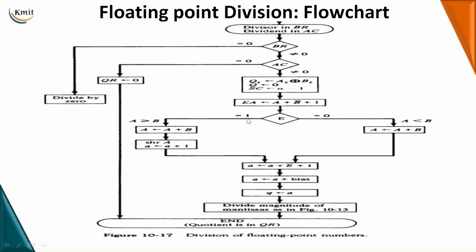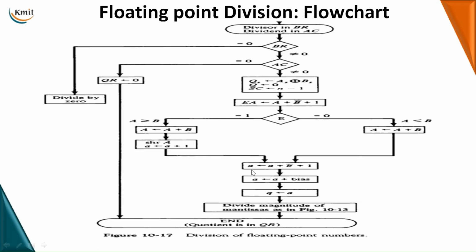Similarly, if E contains 1, which means A is greater than or equal to B, then there is a divide overflow situation. We first restore the dividend by performing A becomes A plus B, adding the divisor back so that A contains the actual dividend. To overcome this divide overflow, we perform a shift right on the contents of the dividend stored in A and increment the exponent by 1, so that the alignment of your dividend is done.